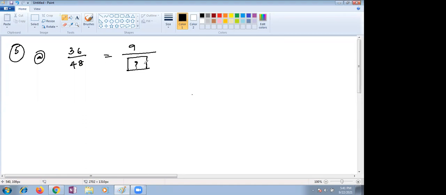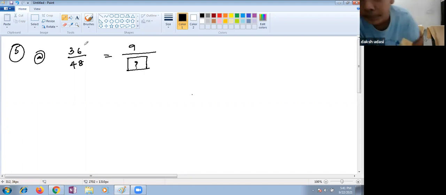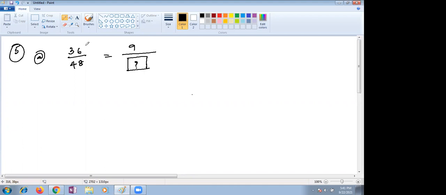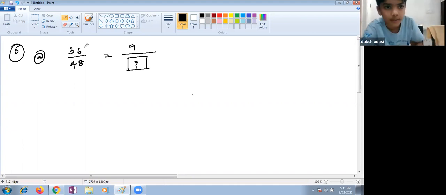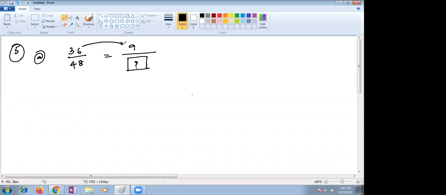Yes, can I go with Daksh for this question? Yes, Daksh, are you there? Yes, ma'am. So, ma'am, as we are reducing, we have to divide. Very good, very good. It is reducing, so we are dividing. What number should you divide by?